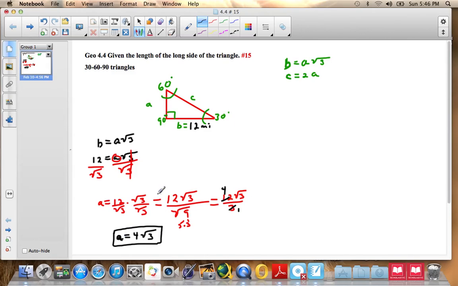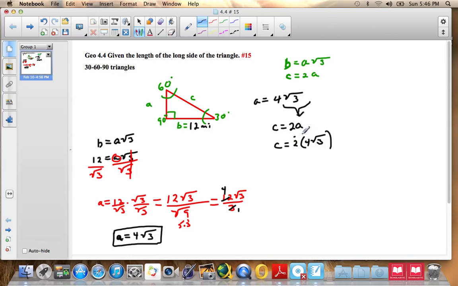Now that I have A, I'll be able to plug it in here, because if I've already solved for B, now I want to solve for C. So C equals 2A. And I established down here that A was equal to 4 times the square root of 3. So I'm going to plug all of this right here into A. So now I have C equals 2 times 4 square root of 3.